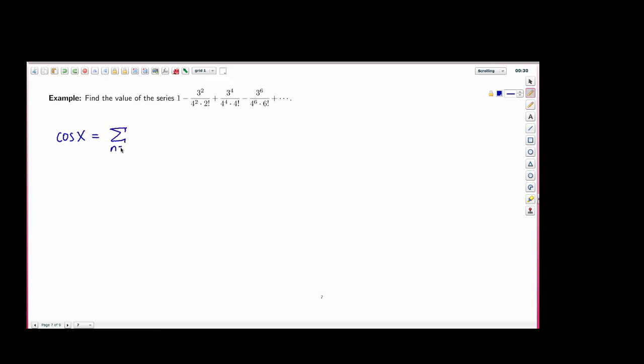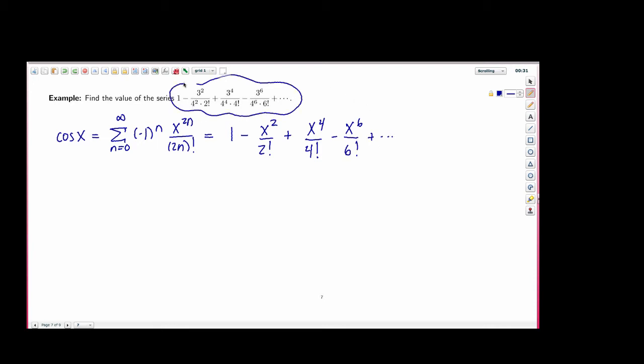So remember that cosine x is the sum n equals 0 to infinity, minus 1 to the n, x to the 2n over 2n factorial. Or, written out, this is 1 minus x squared over 2 factorial, plus x to the 4 over 4 factorial, minus x to the 6 over 6 factorial, etc. So I see the series that we have, and we see that this is our series for cosine of x with 3/4 in place of x.